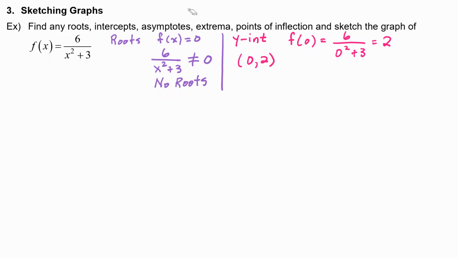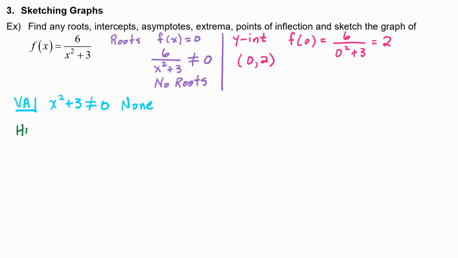Now for asymptotes, we could have vertical asymptotes or horizontal asymptotes. For a vertical asymptote, we need the denominator to equal 0, but x squared plus 3 is never going to equal 0, so there are none.